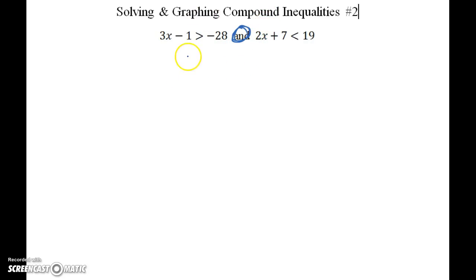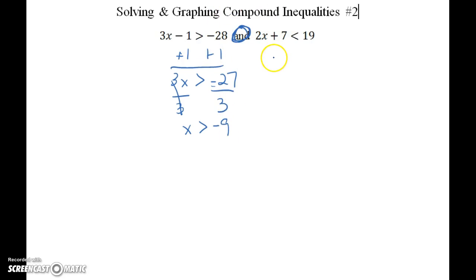Just like in the OR, we solve them each separately. So I'm going to add 1 to both sides, and I get 3x is greater than negative 27. Divide by 3 to get rid of the coefficient. So x is greater than negative 9. That's one piece. The second piece, I'm going to subtract 7 from both sides. So I get 2x is less than 12. And divide by 2 to eliminate my coefficient. So I get x is less than 6.